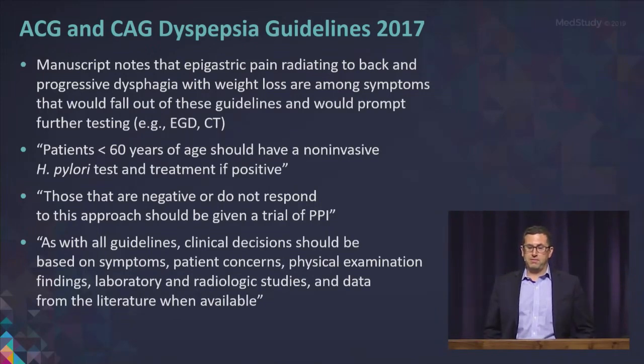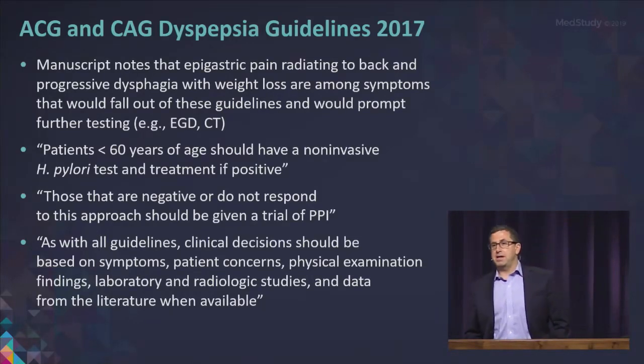If patients truly have dyspeptic symptoms and nothing really specific, and they're under age 60, you could do a non-invasive H. pylori test and then treat if positive. Those that have a negative H. pylori test or do not respond to this approach could be given a trial of a PPI. And again, as with all guidelines, clinical decisions should be based on individual patient factors. We all know that.